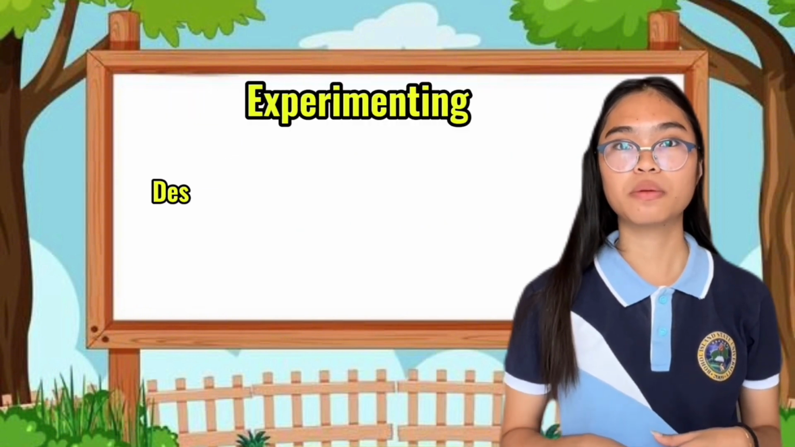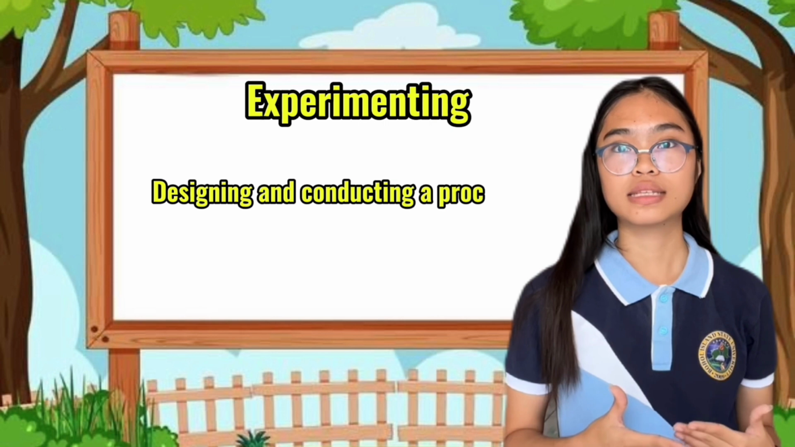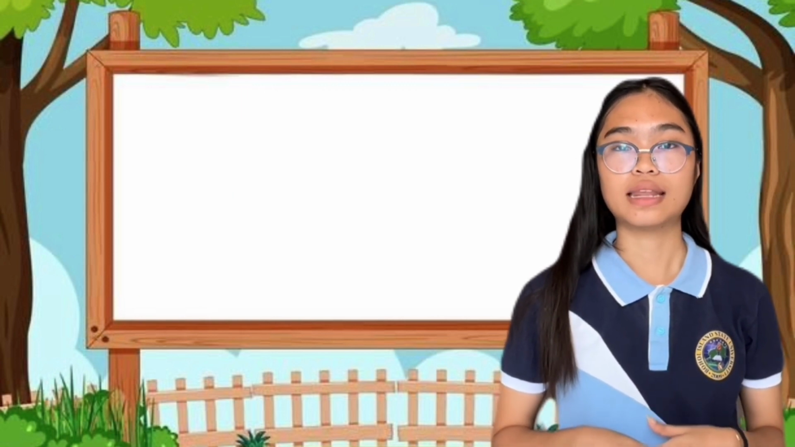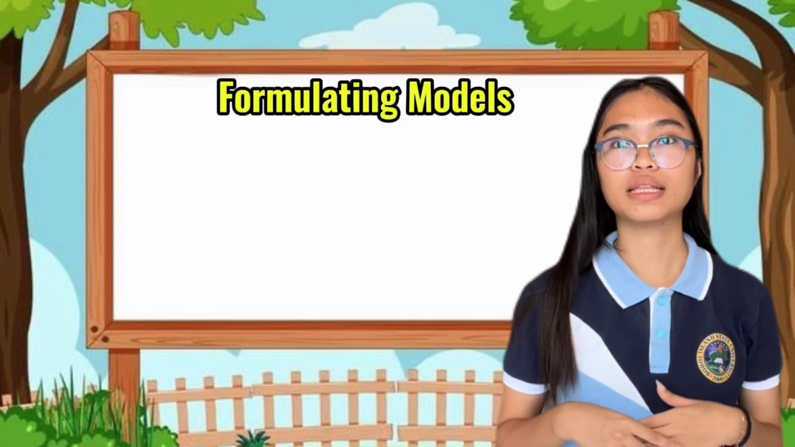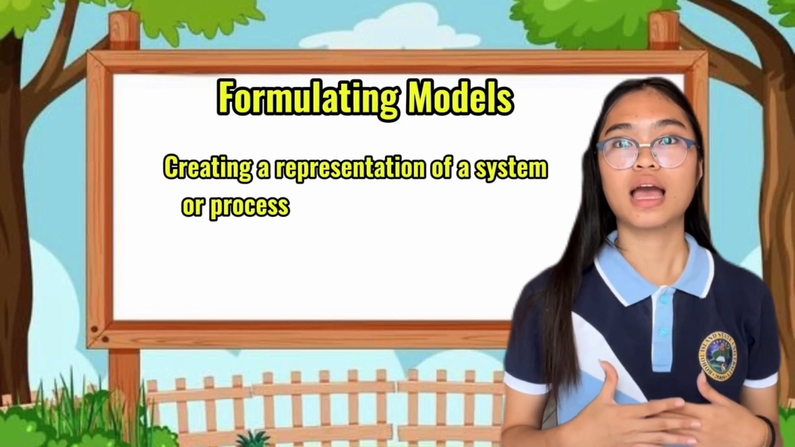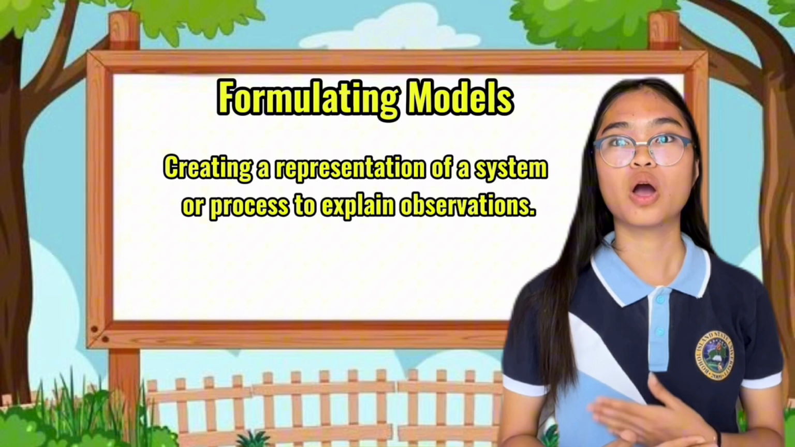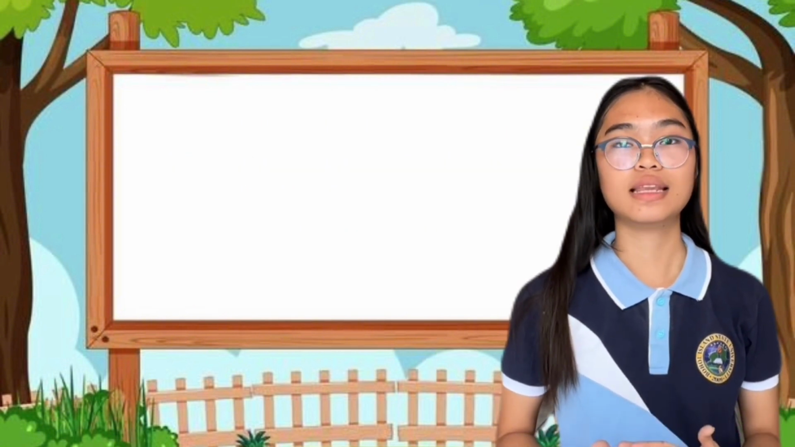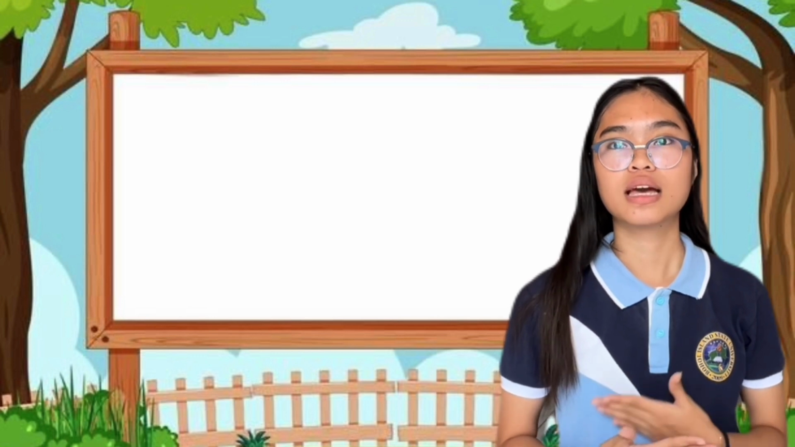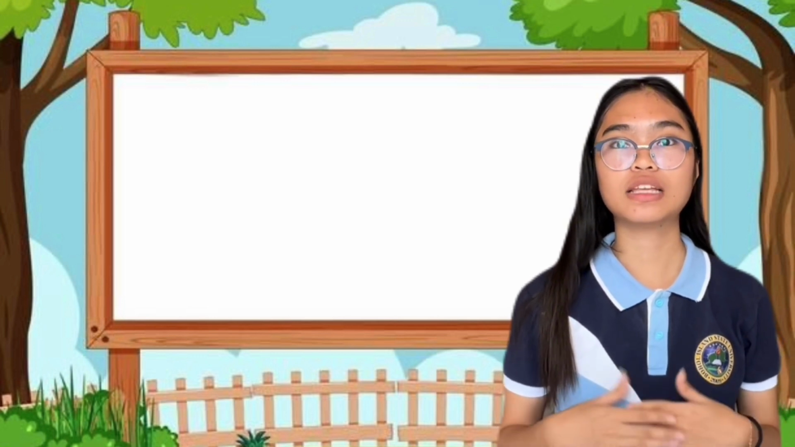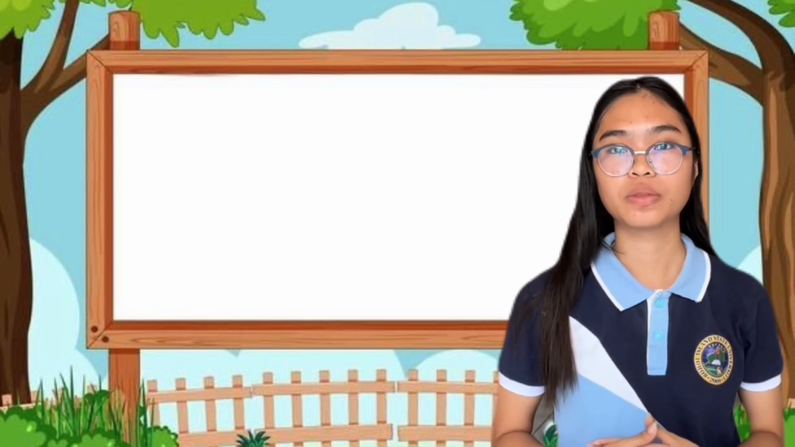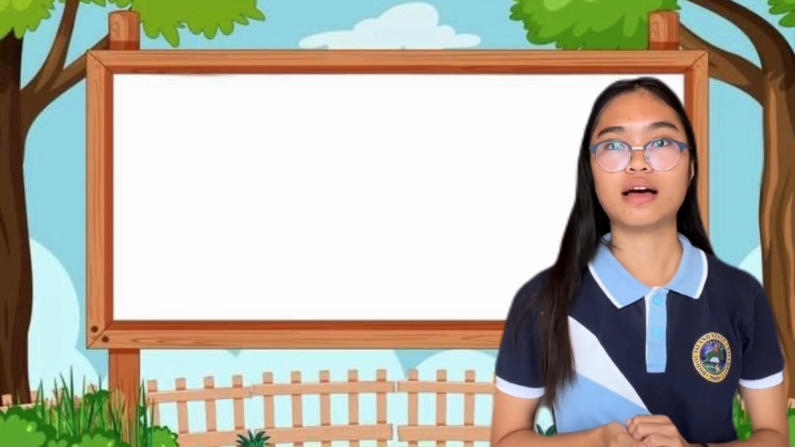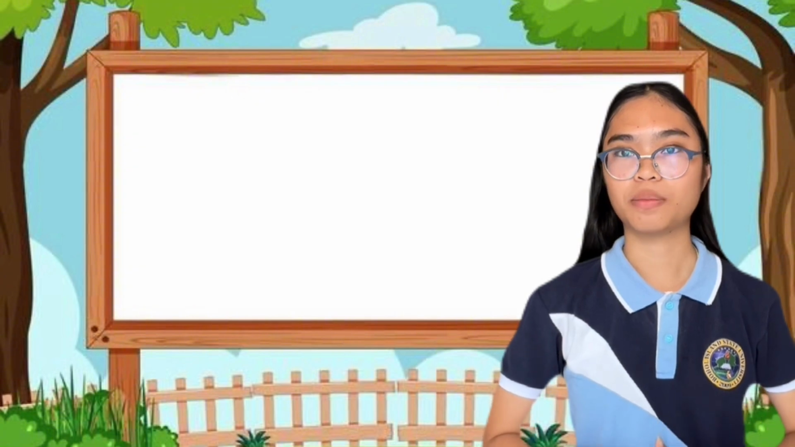Next is experimenting, designing and conducting a procedure to test a hypothesis. And last but not the least, formulating models, creating a representation of systems or processes to explain observations. By understanding and applying these processes, scientists can systematically investigate the world around them to gather evidence and advance our scientific knowledge. And that's all for my topic.